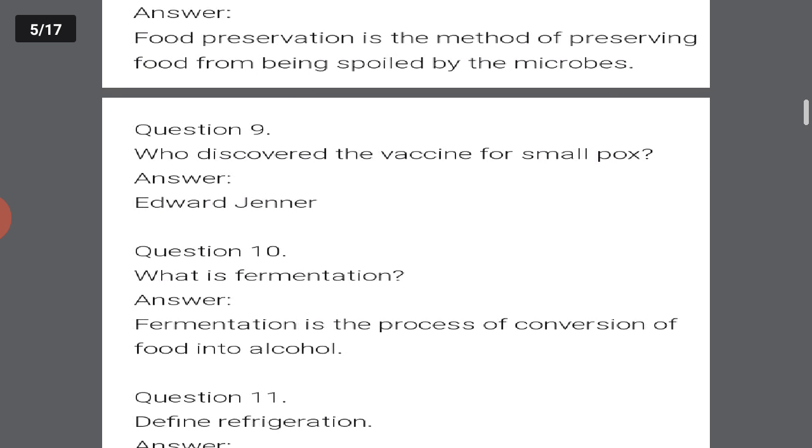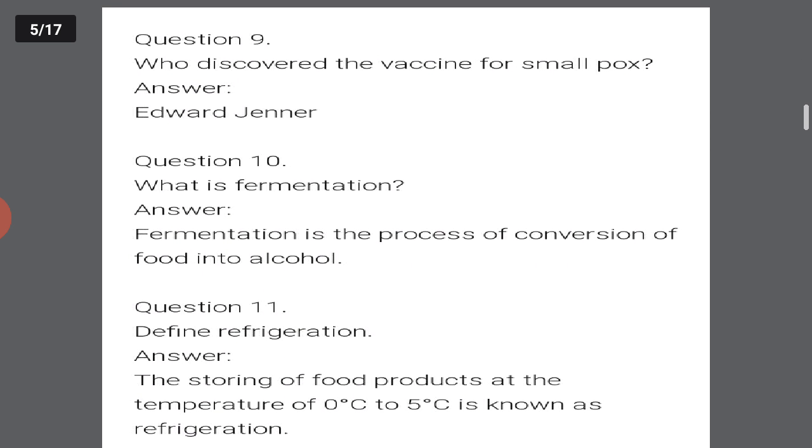Okay, next is: Who discovered the vaccine for smallpox? Your answer is Edward Jenner. Edward Jenner discovered the vaccine for smallpox, sorry, not chickenpox.